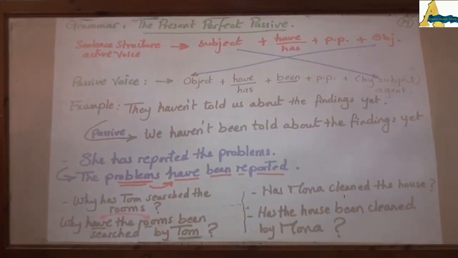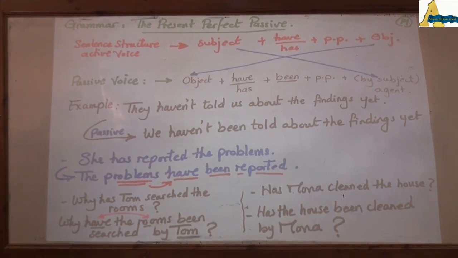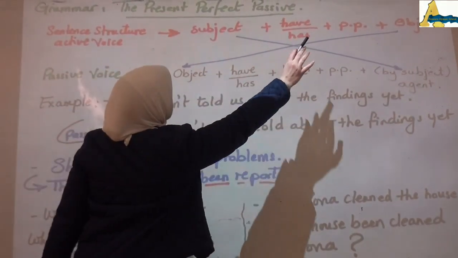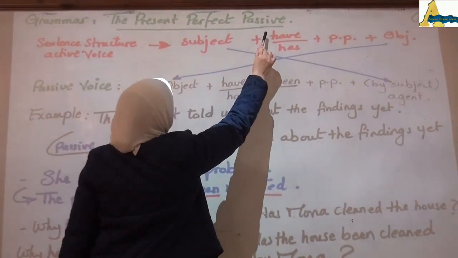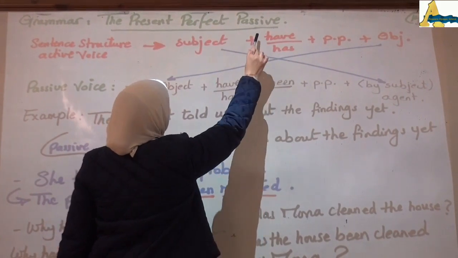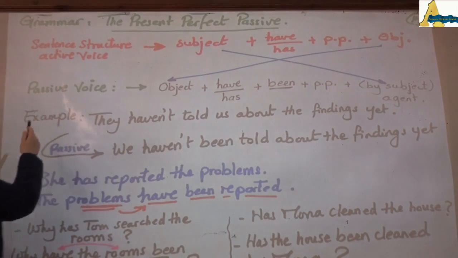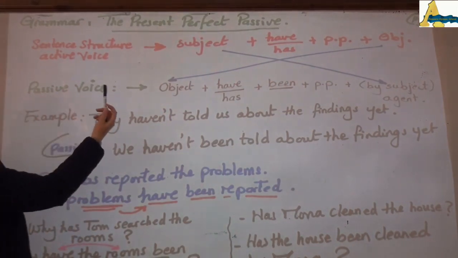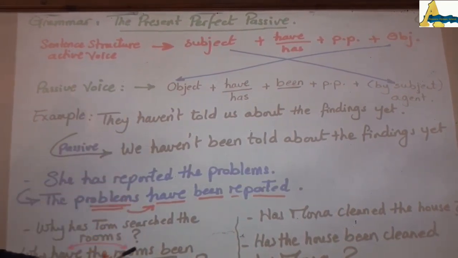Now, the last thing, the grammar that is explained in your unit, the present perfect passive. The sentence structure in the active voice should go as follows: subject, verb, and object. For the present perfect, it is structured as follows: have or has plus the past participle of the verb. If we are going to change it into the passive voice, we are going to use the object in the place of the subject and the subject in the place of the object to be the agent.